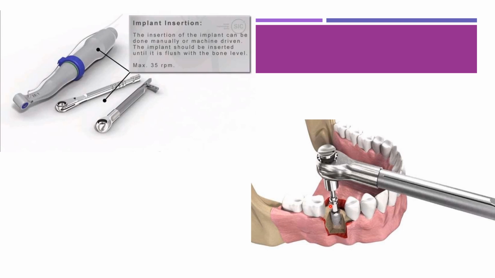You can see that if it feels very great resistance to insert, you can rotate it counterclockwise to unscrew 2 to 3 threads of the implant. So without too much force, with 25 to 35 RPM, it can be inserted into the implant site. You can see that.